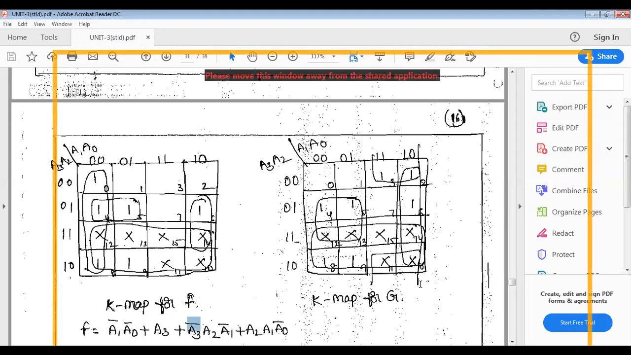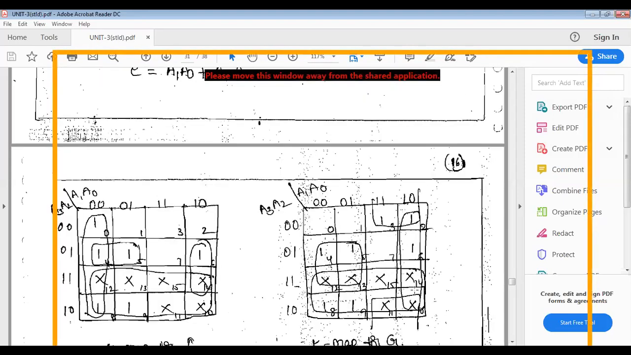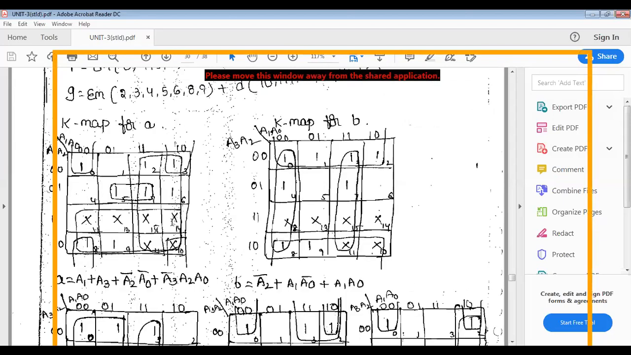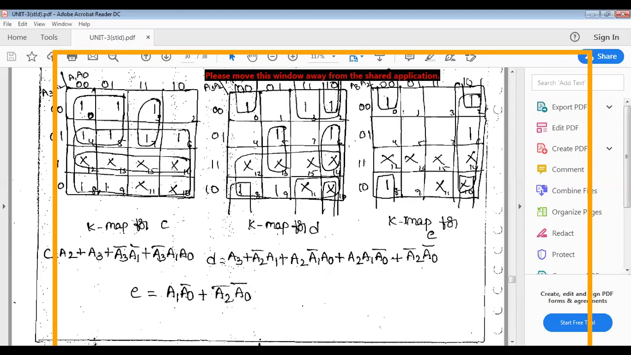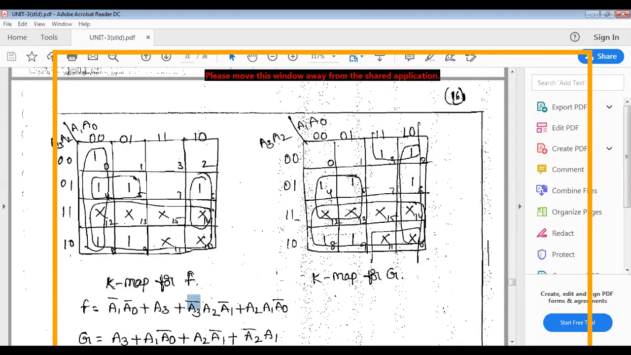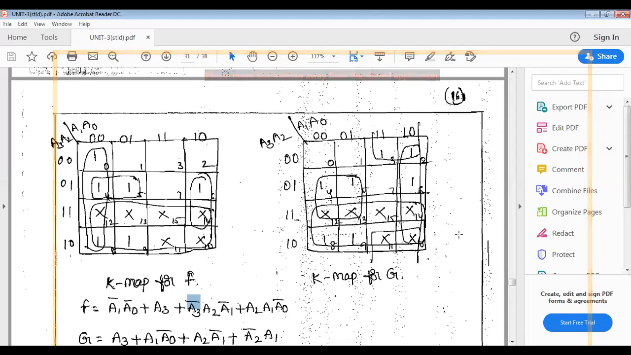All my dear students, the last one, you can see the G Boolean expression. For the G Boolean expression, the minterms are 2, 3, 4, 5, 6, 8, 9. Now 8, 9 is covered by the 8-box combination. And you can see 5, 4 is remaining. That 5, 4 is covered with a 4-box combination.